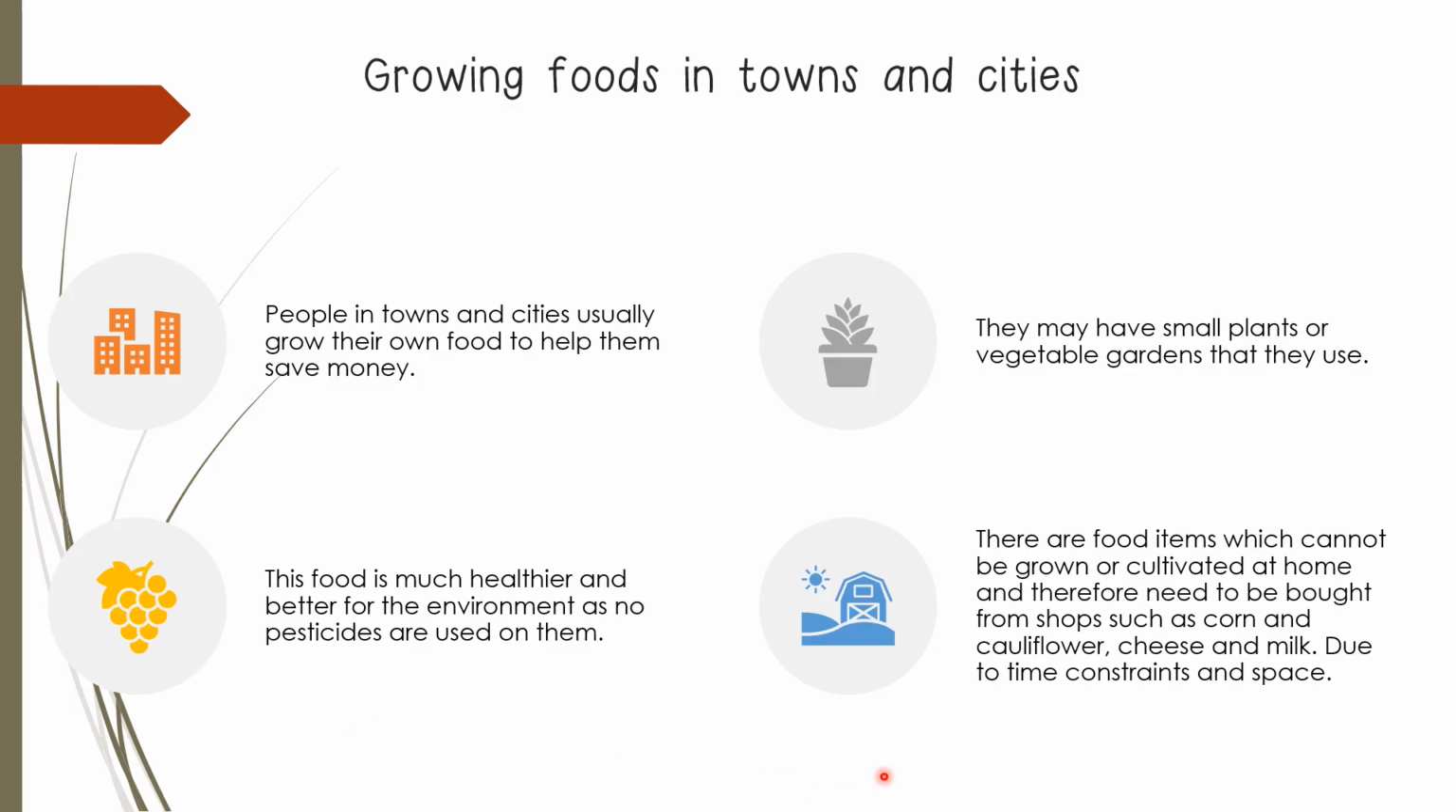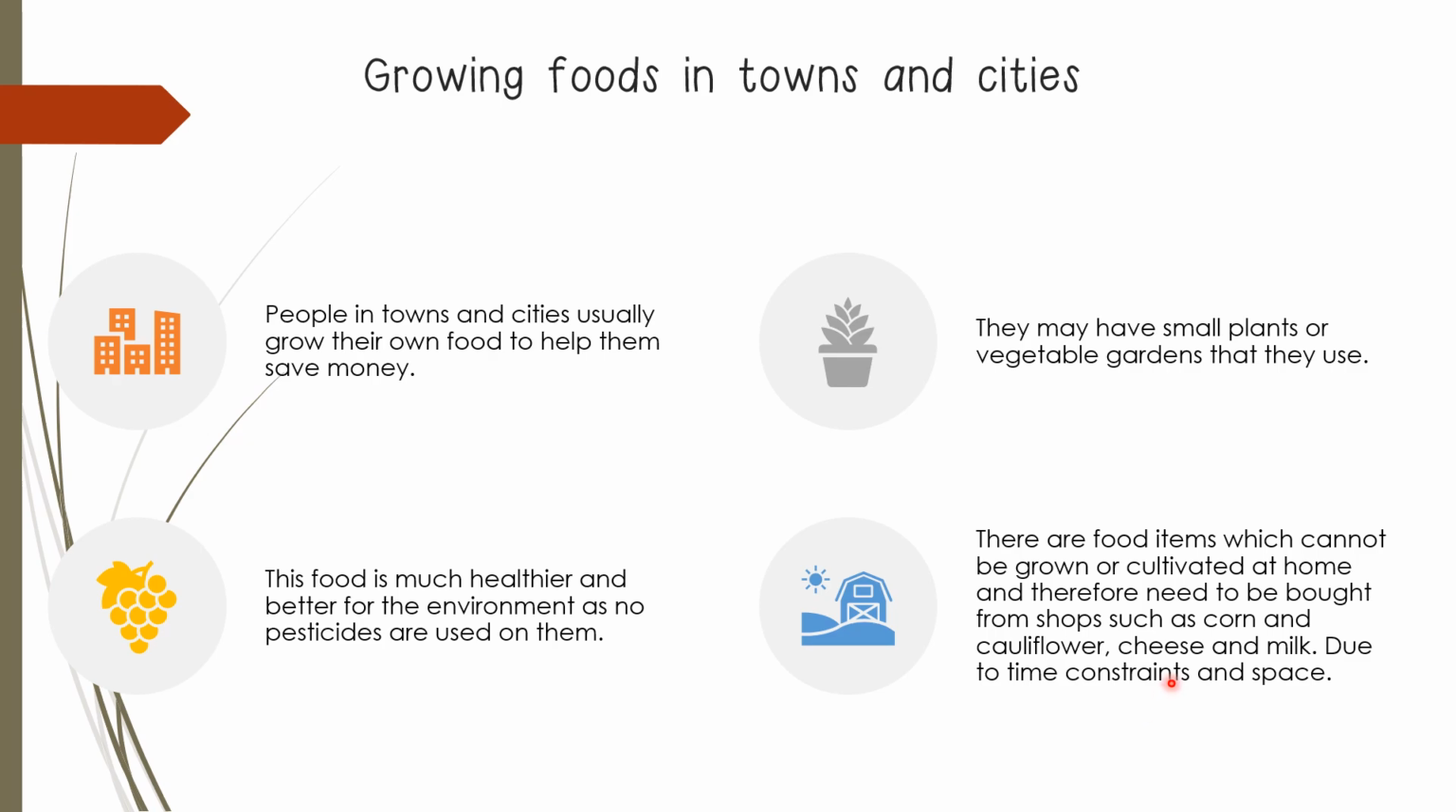However, there is a downfall to growing your own crops because there are food items which cannot be grown or cultivated at home and therefore need to be bought from shops, such as corn and cauliflower, cheese, and milk. Due to time constraints and space, corn is a type of vegetable that needs a large space in order for it to grow. And cauliflower takes a very, very, very long time to grow.